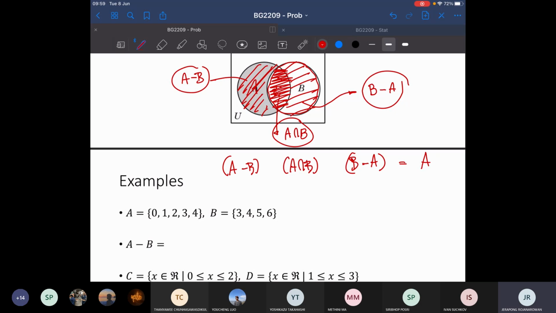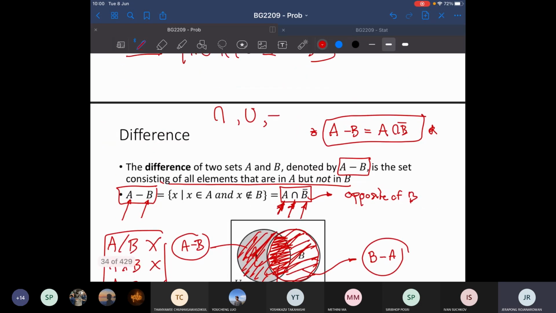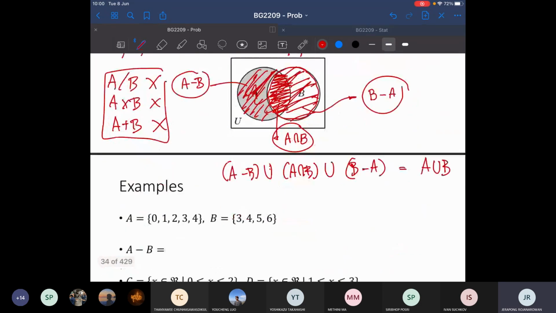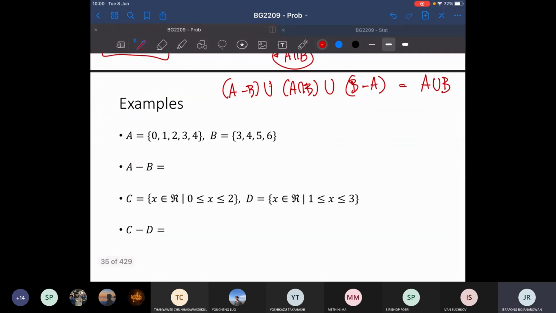Which is A union B. What is the operator that I have to use over here? How to combine them like this? Don't use the add. To combine them we use the union. We don't have A plus B, we don't have A times B, we don't have A divided by B like this. We have only A minus B.